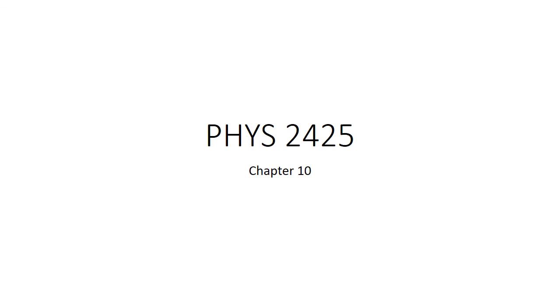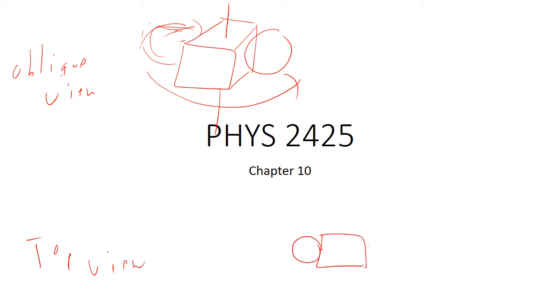So let's do another example here. Let's do an example in which we've got a cube. On one end of the cube is a sphere, and then another sphere is connected to the other side of the cube right there. And the entire thing is spinning around its center of mass. So that's kind of an oblique view, and then top view. Okay, we've got the rectangular object, and it's rotating around the center right there.